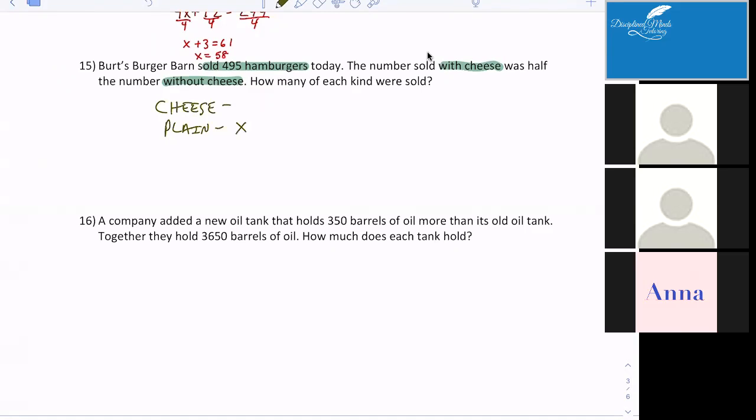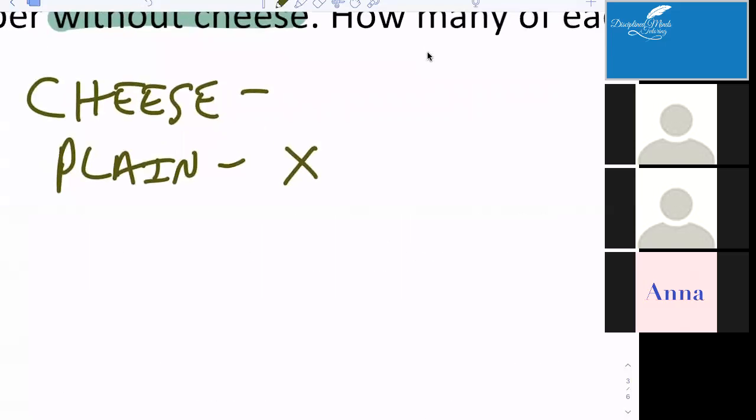Now, cheese, how many were sold with cheese then? Say it again. 1/2 X. That's exactly right. Now, I want everybody to do this on their paper. I want everybody to put 1/2 X. And then I want you to put in parentheses X over 2. Why do I want that in parentheses? Because is there any difference between those two? 1/2 X and X over 2. No difference. They mean the same.